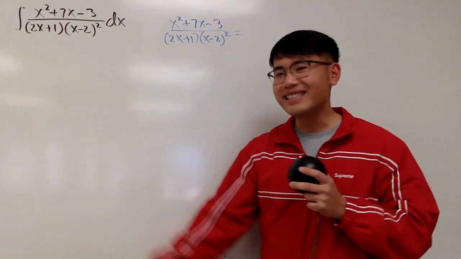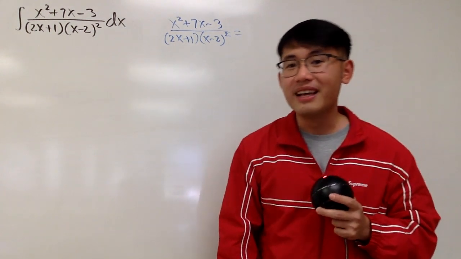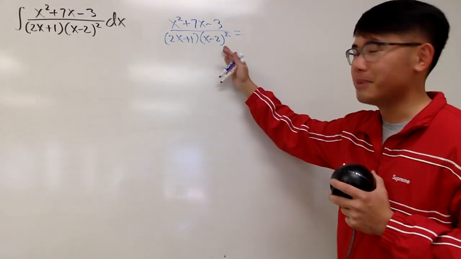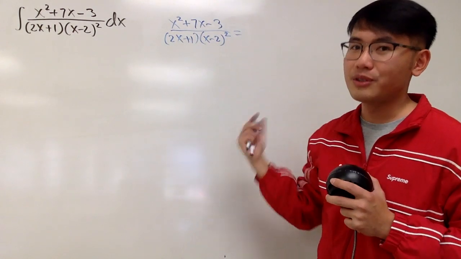Okay, in this video, I will show you guys how to integrate this right here. And yes, we will have to use the partial fraction method. And it's not that bad because the denominator has been factored for us. And also the degree on the top is less than the degree on the bottom, so that's good.